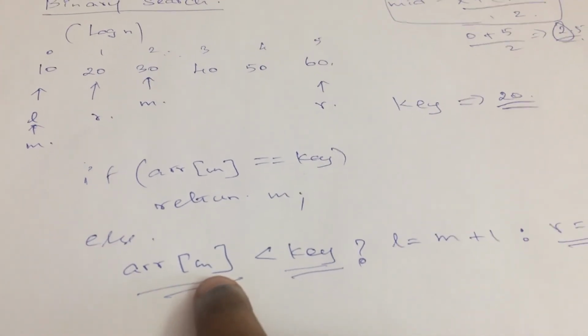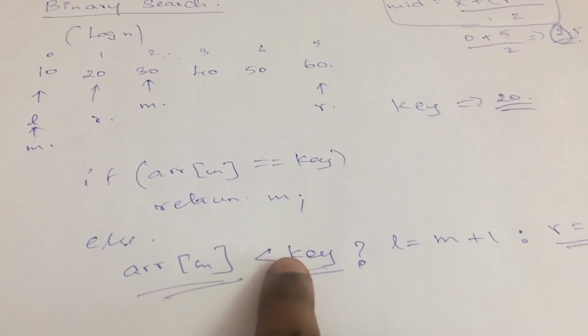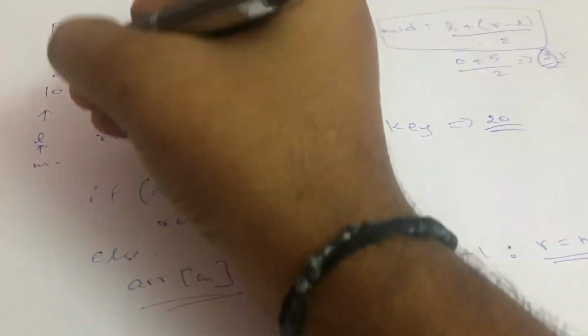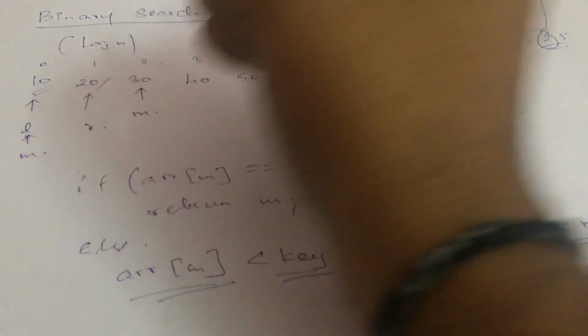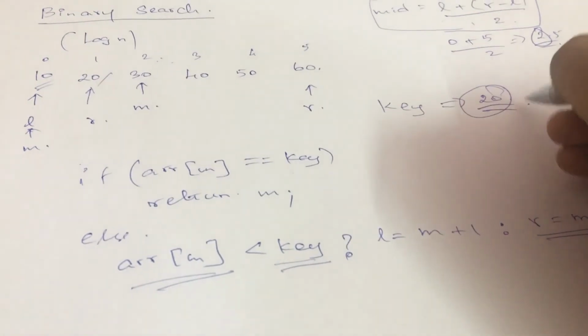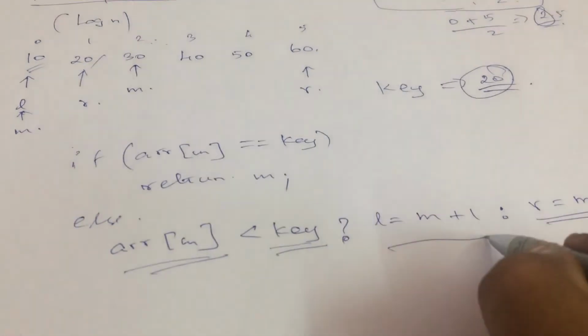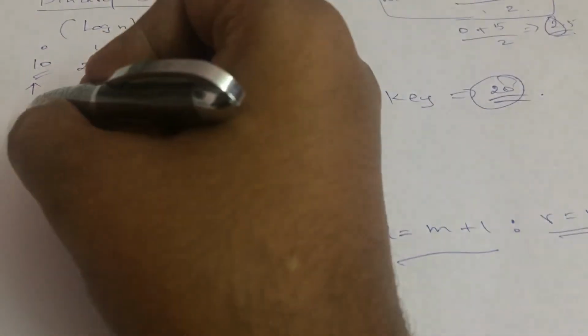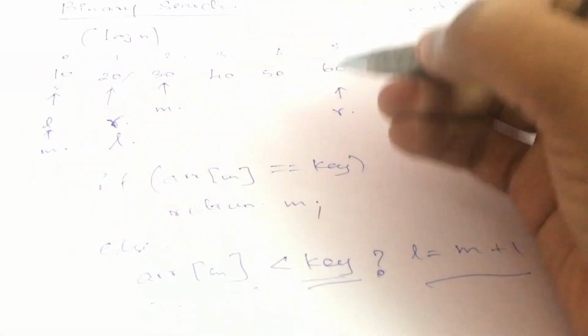So again array of m is lesser than key. Yes, it is actually lesser than key, right? So now the middle value is 10, but the key element is equal to 20, right? So the key value is equal to 20, so the condition is true. So I will be adding m plus 1 to L, right? So now left will be pointing one step after this. So now R is also pointing to this, and L is also pointing to the same variable, right?